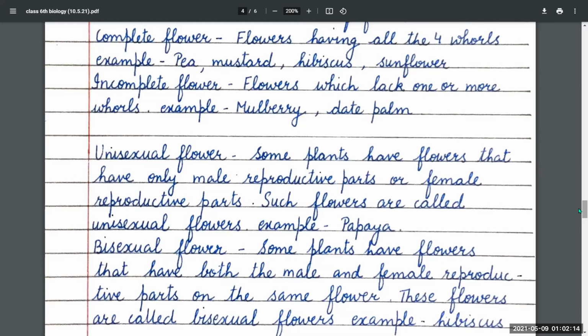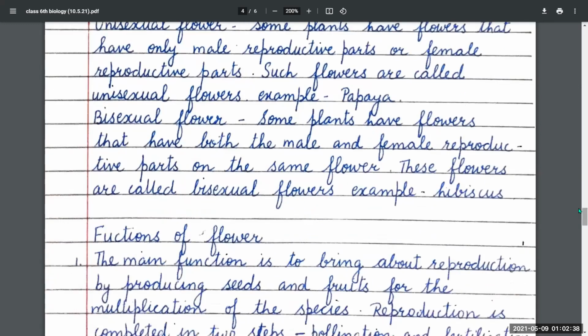Now another term, unisexual flower. Some plants have flowers that have only male reproductive parts or female reproductive parts. Such flowers are called unisexual flowers. Example, papaya. Bisexual flower. Some plants have flowers that have both the male and female reproductive parts on the same flower. These flowers are called bisexual flowers. Example, hibiscus.